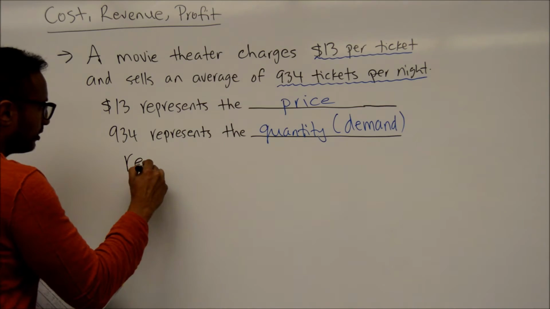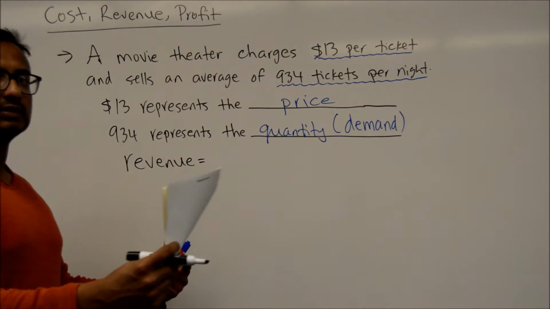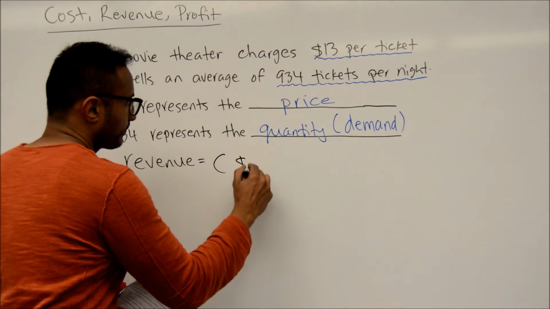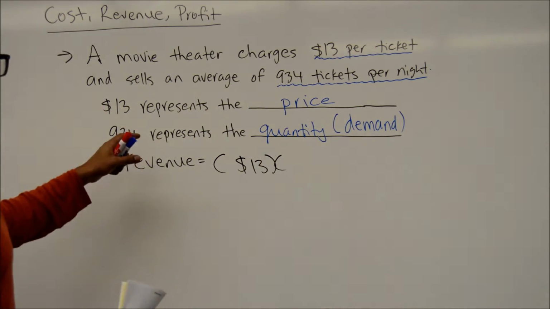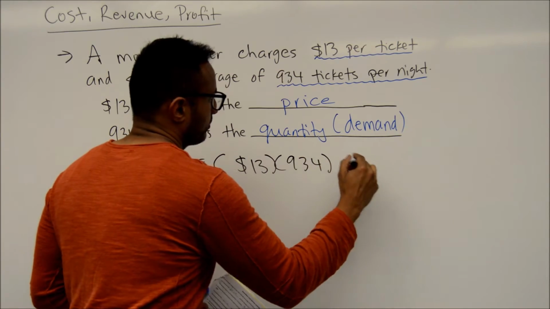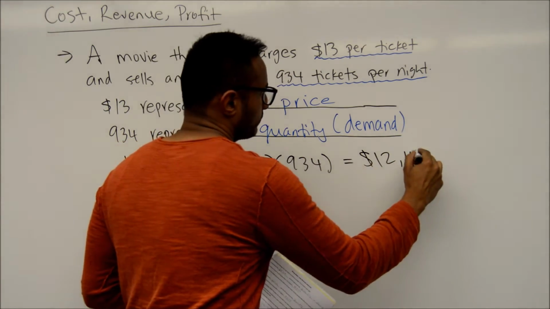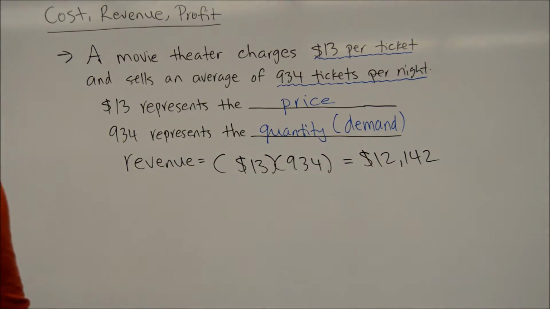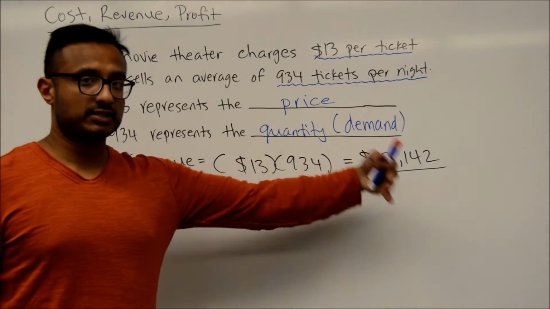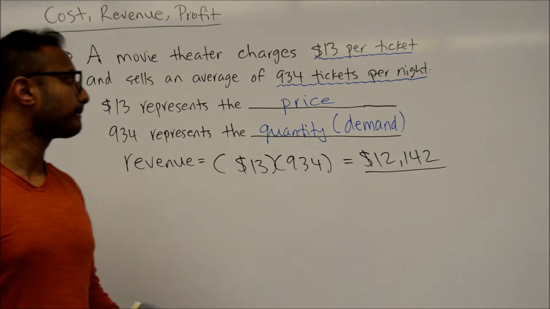Now, the revenue of the movie theater. The revenue is how much money the theater is bringing in, right? So they're charging $13 for each ticket, and they are selling 934 tickets each night. So the revenue is going to equal 12,142. Now remember, revenue is not the same thing as profit. Profit is revenue minus cost. The 12,142 is just how much money is coming in.